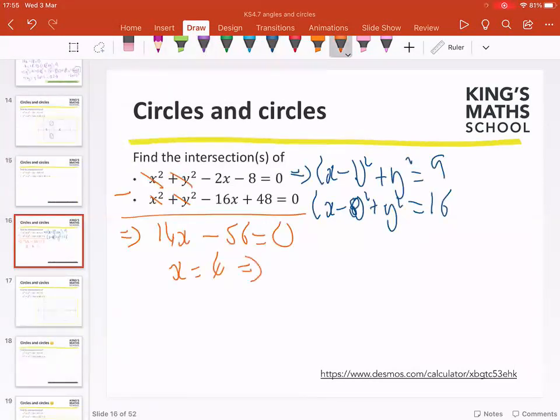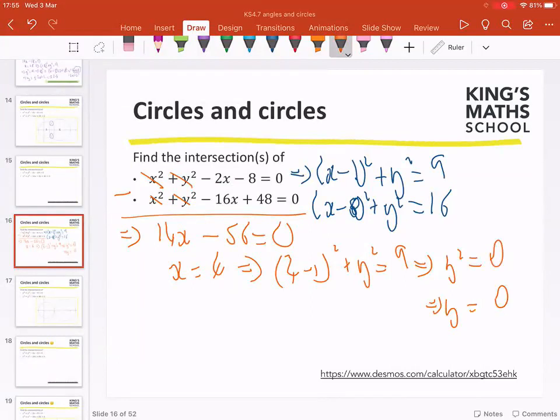And then if I substitute it in, I'm going to get 4 subtract 1 squared plus y squared is 9. So I get y squared is 9 subtract 9. Oh, okay. So I get y is 0, not plus minus 0. I just get 0. Oh, okay. So why is that? So as I was talking about last time, the algebra has done something. What does that mean geometrically?